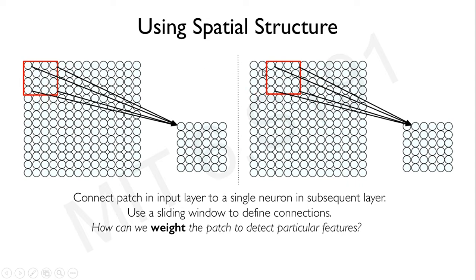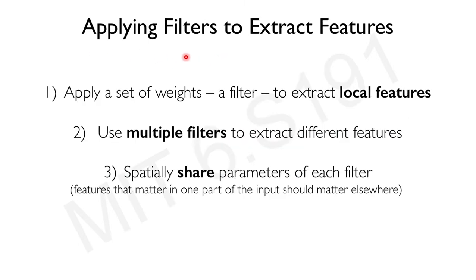But remember, our ultimate task is to learn visual features, and the way we achieve this is by weighing these connections between the patch and the neuron in the next layer so as to detect particular features. So this principle is basically applying a filter, essentially a set of weights, to extract some sort of local features that are present in our input image. And we can apply multiple filters to extract multiple features. And furthermore, we can spatially share the parameters for each of these filters across the input. So a feature that matters in one part of the image should still matter elsewhere in the image, right?